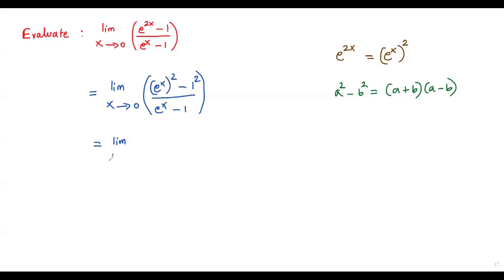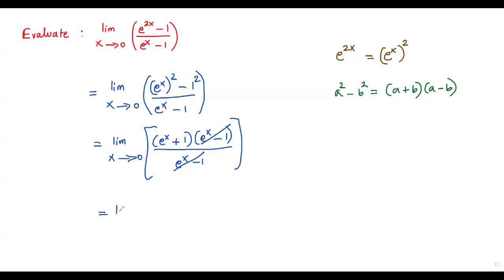That is, the limit as x approaches 0. The a² − b² can be written as (a + b)(a − b). For a + b we have e^x + 1, and for a − b we have e^x − 1, divided by e^x − 1. Here the factor e^x − 1 can be cancelled. Then I'm getting the limit as x approaches 0 of e^x + 1. That's all the simplification I can do.